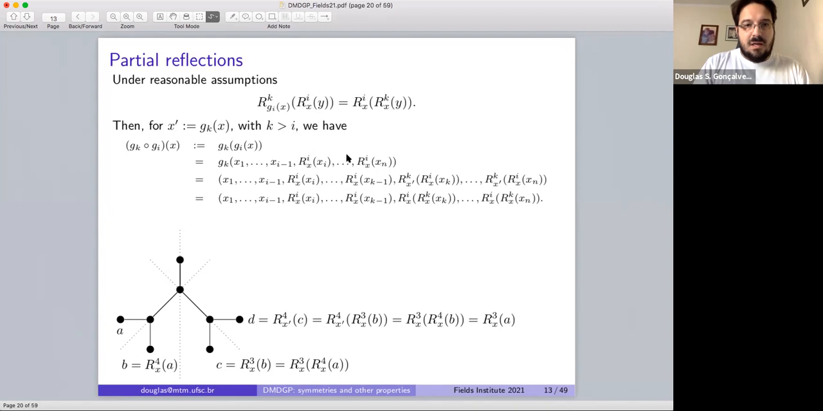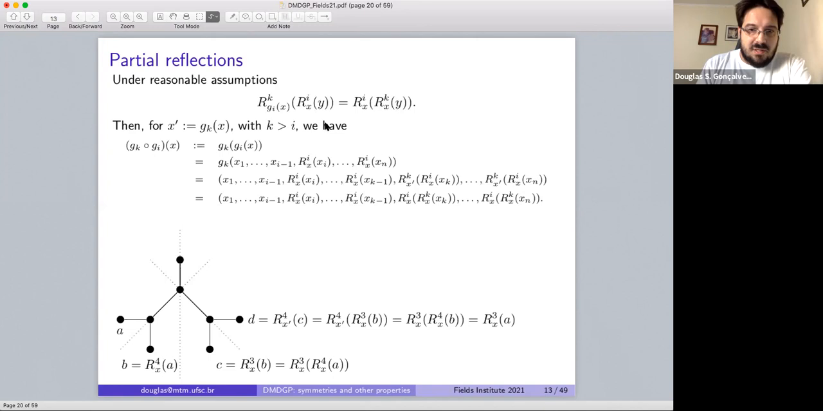Under suitable assumptions, we can show that applying the reflection of Y through the kth hyperplane of realization X, followed by a reflection through the kth hyperplane of the realization G_i(X), is the same as first reflecting Y through the kth hyperplane of realization X, and then reflecting the result through the ith hyperplane of realization X. And this identity is very important because it shows the following.